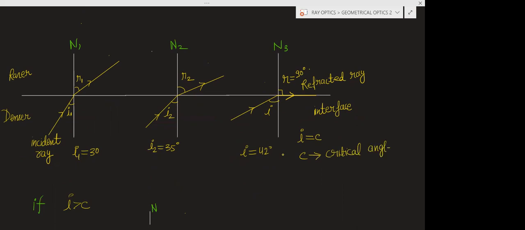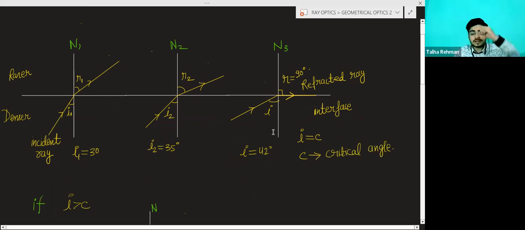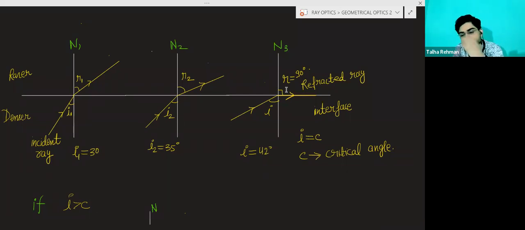So what do you mean by the critical angle? Critical angle is the angle of incidence, when the light ray is going from denser to rarer medium, for which the angle of refraction becomes 90 degree, or you can say when the refracted ray is moving along the interface, or grazing.